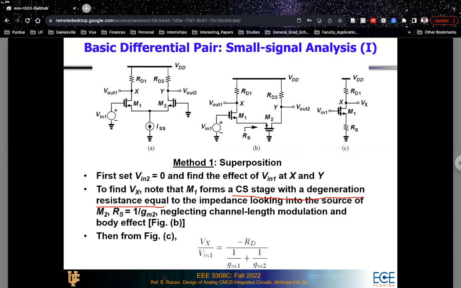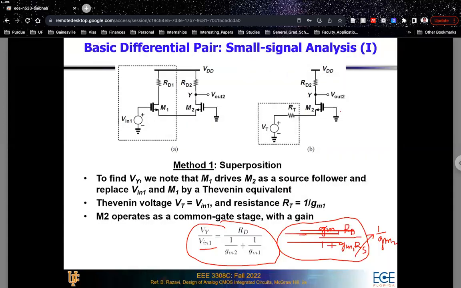Now for the other side, when you want to find out Vy, this is your input. So to find Vy, you can note that your M1 drives your M2 as a source follower. So if you take the output at this point for this particular subcircuit, that becomes a source follower, right? Your input is provided at the gate, output is taken at the source, and that voltage is provided at the source of the M2 transistor. So your M1 is driving M2 as a source follower.